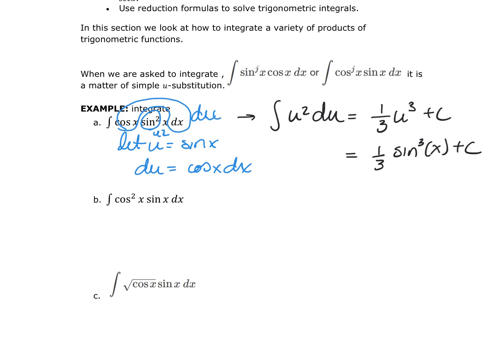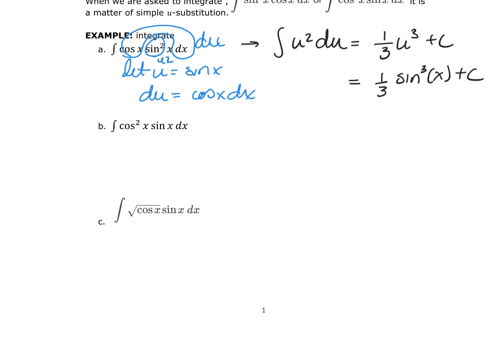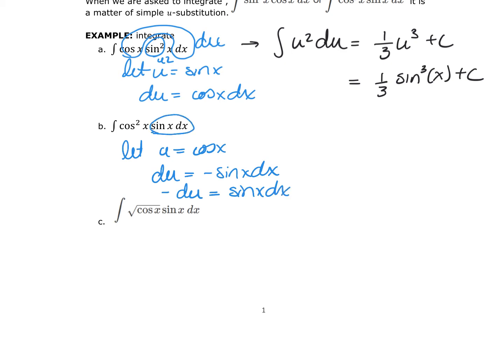Easy peasy lemon squeezy. Now with b, same kind of thing. We're going to let u equal the cosine of x, and du is equal to negative sine of x dx, and you can see there's not a negative, so it's a negative du that is the replacement for the sine of x dx. This cosine squared gets replaced with u squared. This becomes the integration of negative u squared du, and I'll let you finish that one off.